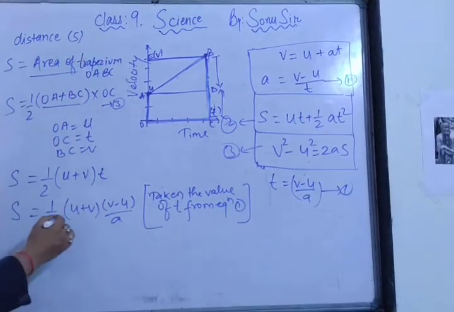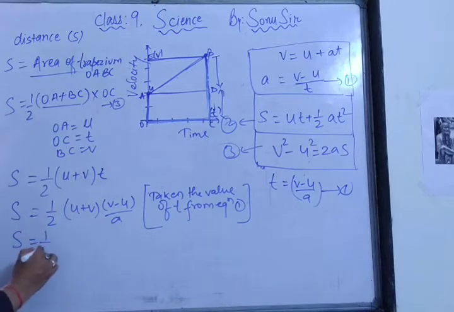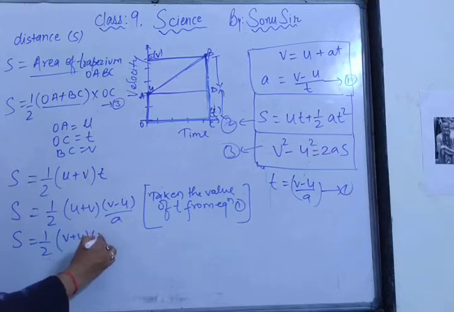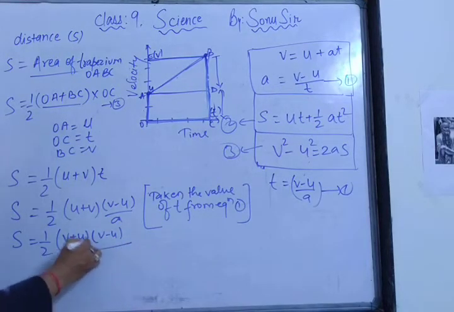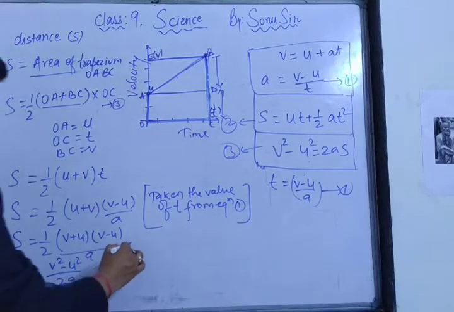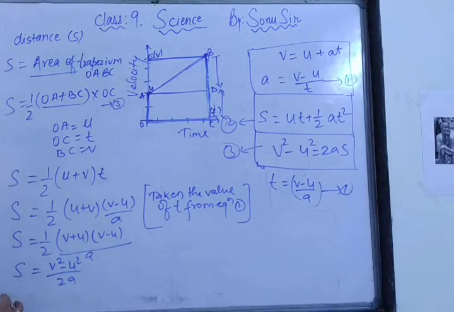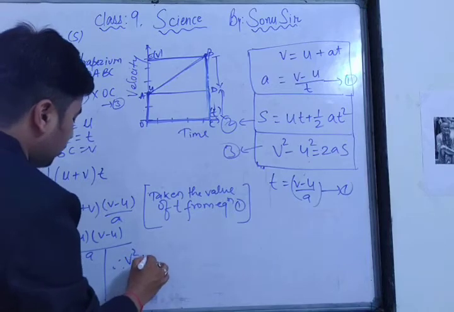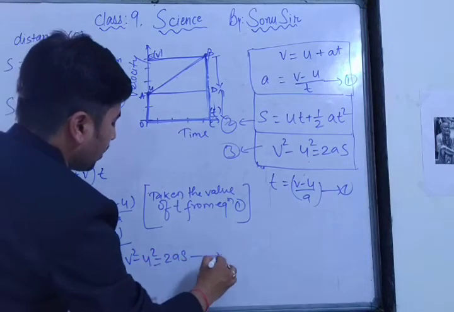So you can see here, S is equal to half, and we can write U plus V as V plus U, times V minus U upon A. Can you tell me what is the formula? A minus B into A plus B is A square minus B square. So S is equal to V square minus U square upon 2A. Therefore, just do the cross multiplication: 2AS is equal to V square minus U square. Therefore, V square minus U square is equal to 2AS, equation number 3.